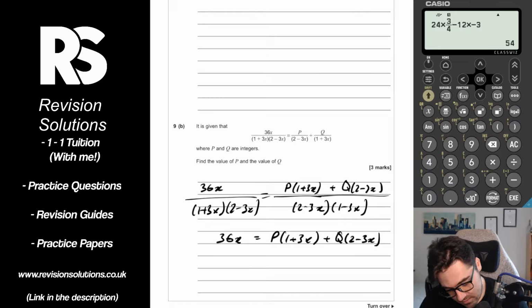So then we can pick values of x that make this quite nice. So if I make a value of x that makes p disappear, that would be minus 1 over 3. If I do x is minus 1 over 3, we get 36 times minus a third.